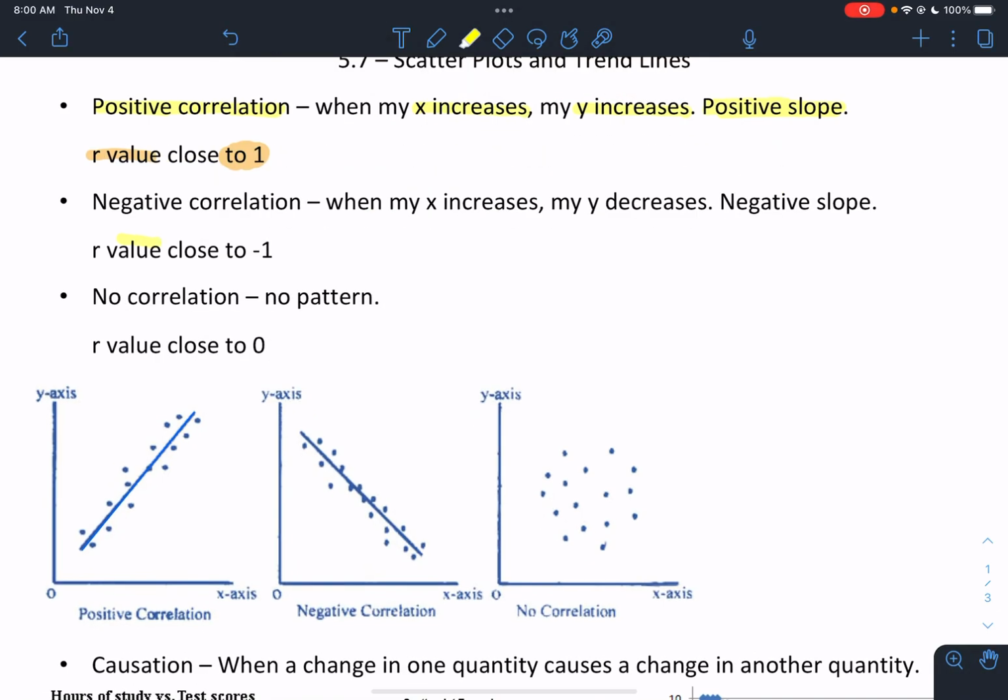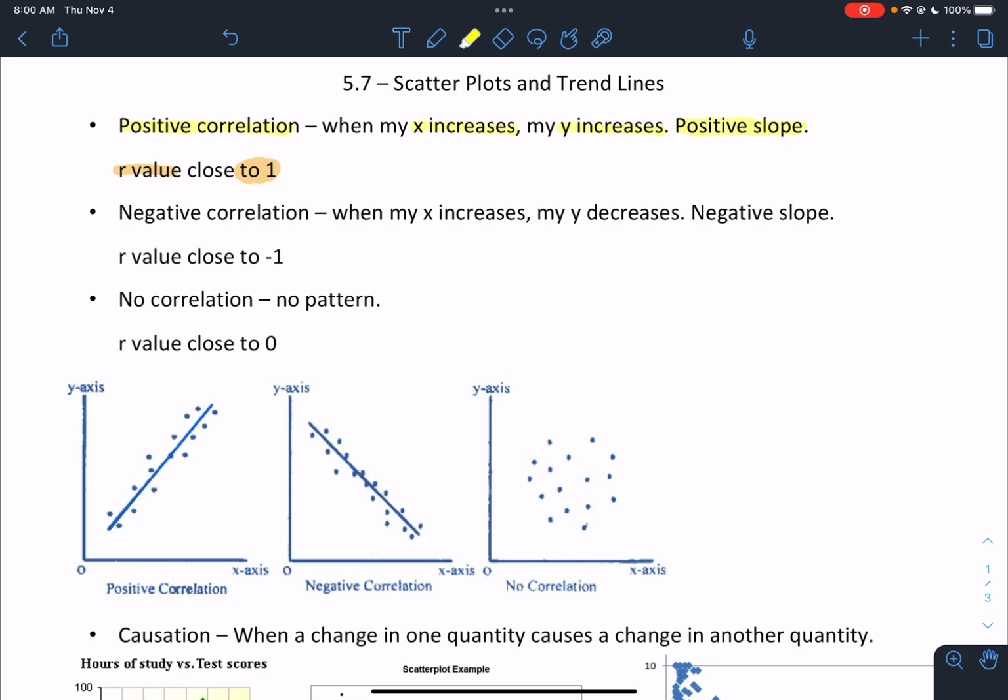So a negative correlation is going to be that when my x increases, as I'm moving from left to right, my y decreases. Again, it has a negative slope. In this middle one, as I'm moving from left to right, my points are heading down. That's a negative slope. That's a negative correlation. And when I have something like this, my R value that will get calculated is going to be close to -1.